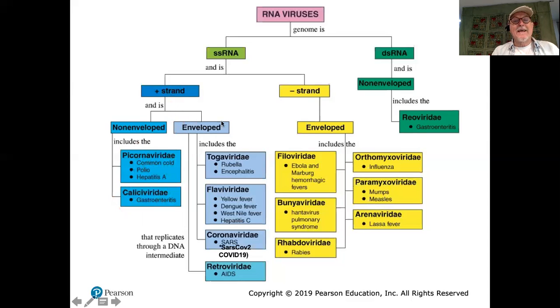So positive strand enveloped viruses. Ooh, here now we start to hear some familiar names for us. First of all, this group here, the Toga Viruses, that cause this disease called rubella, also sometimes called German measles. It's not a measles virus, it produces measles symptoms in that you get little red spots. It's a relatively mild disease, rubella.